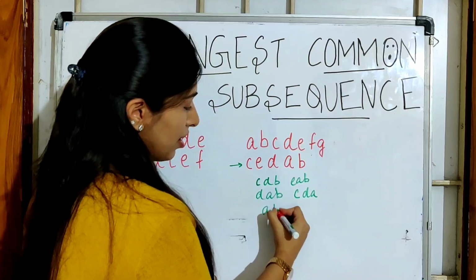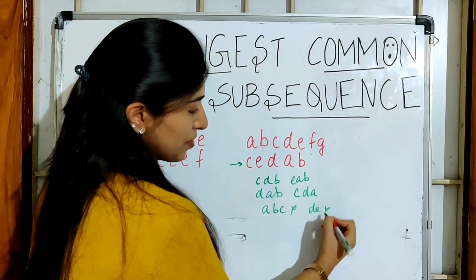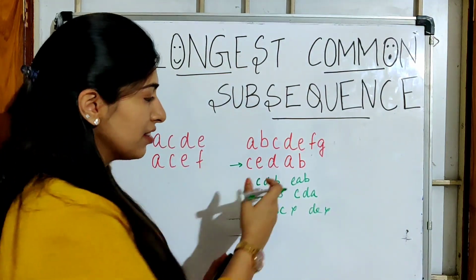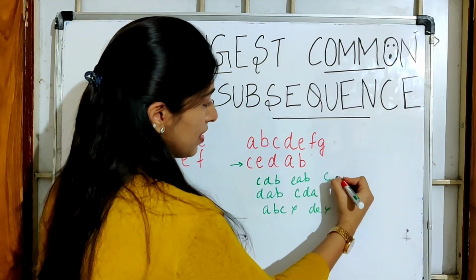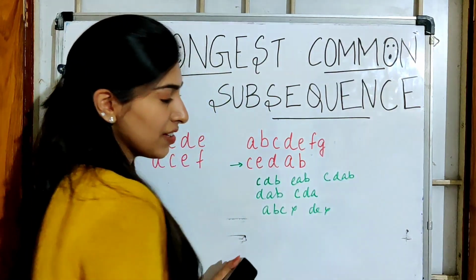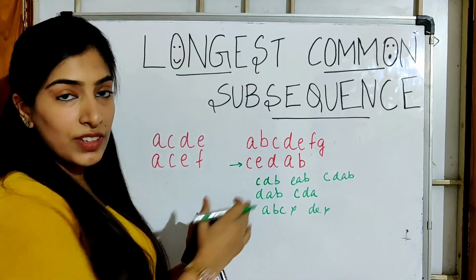For example, ABC is not a subsequence. DE is not a subsequence. It can be of any length. Here I have taken a length of 3. Similarly, it can be CD, AB is also a subsequence. So you have to find the common subsequence of these strings.